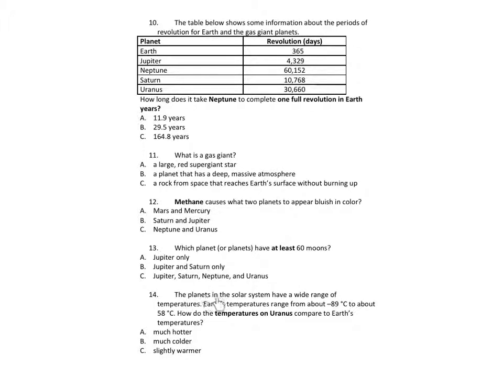Number 14. The planets in the solar system have a wide range of temperatures. Earth's temperatures range from about minus 89 degrees Celsius to about 58 degrees Celsius. How do the temperatures on Uranus compare to Earth's temperatures? A. Much hotter. B. Much colder. C. Slightly warmer.